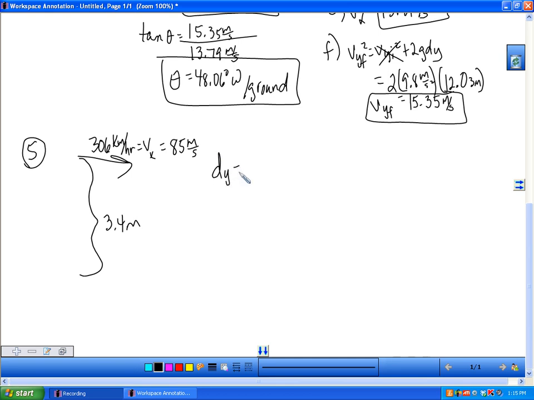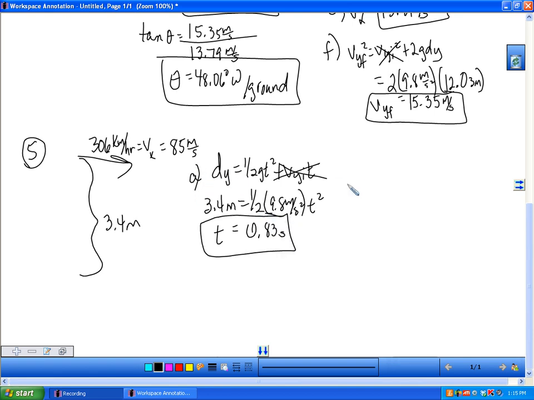So dy equals 1/2 gt squared plus Vyi t. Vyi is 0. So 3.4 meters is equal to 1/2 times gravity, which is 9.8, times t squared. So t is going to be 0.83 seconds.